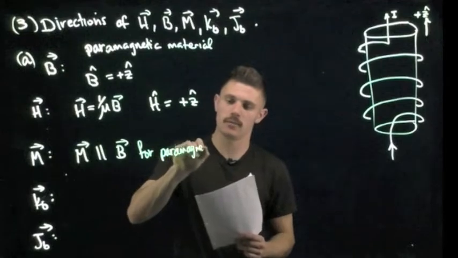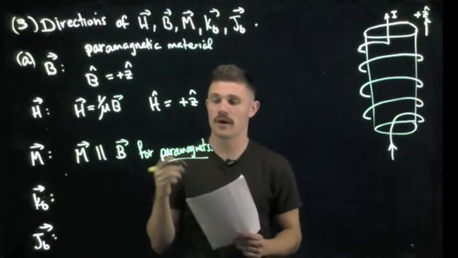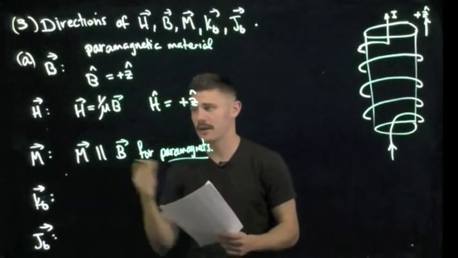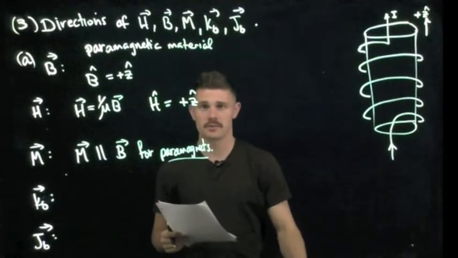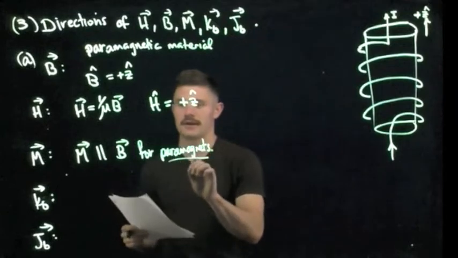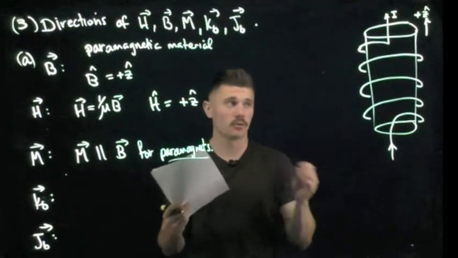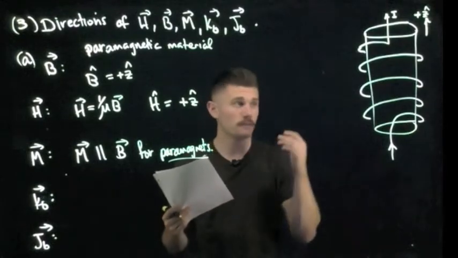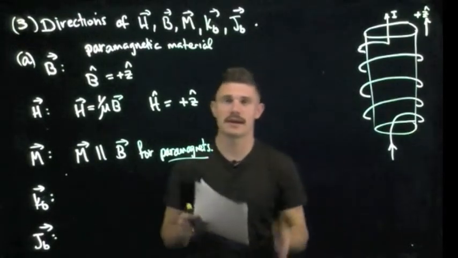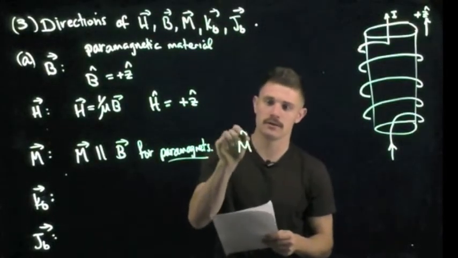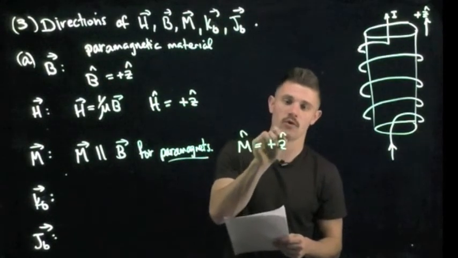for paramagnets. For a more in-depth explanation of why this works for paramagnetic materials and not diamagnetic or ferromagnetic, you can look in your textbook. But essentially, for paramagnetic materials, the magnetic dipole moments of each of the small moments within that material tend to line up with the magnetic field B, which means that M-hat is positive z-hat, along with B.